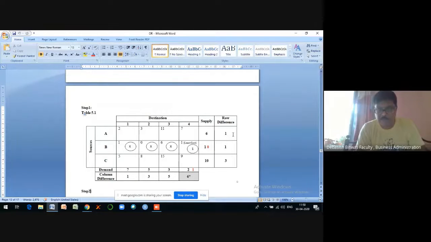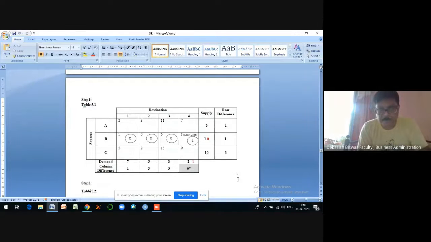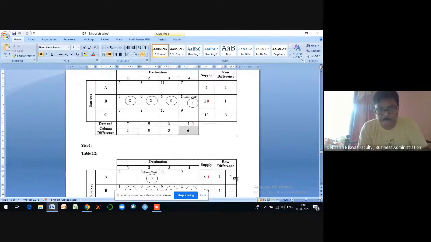So again we have to take the difference, and we have to write the difference to the right-hand side. Applying the same rule, we have to search for the minimum 2 elements, the 2 lowest elements. So I am coming to the next table.